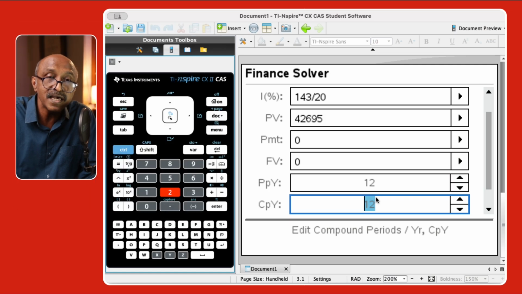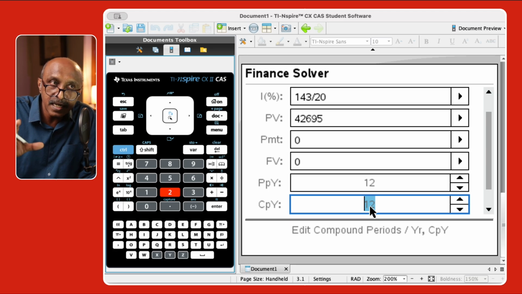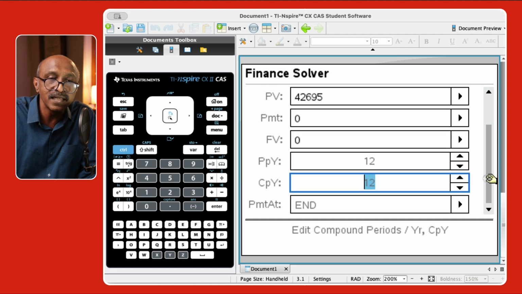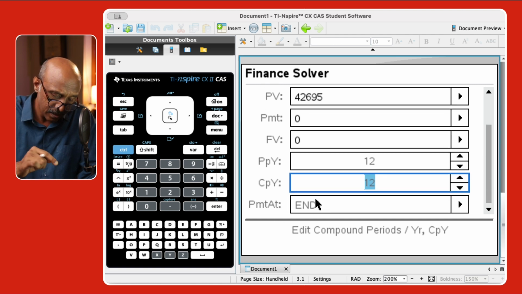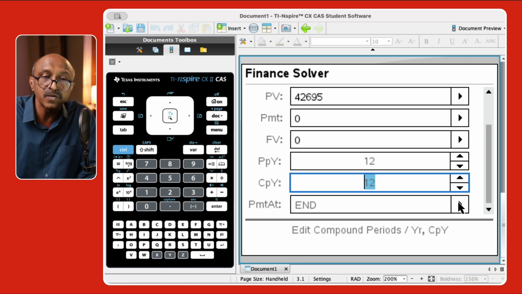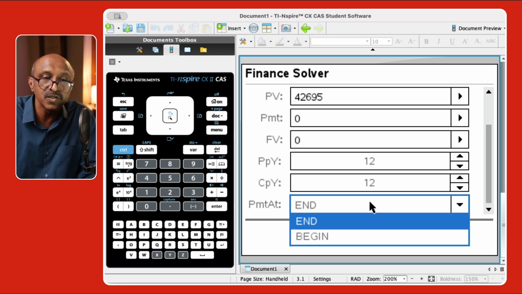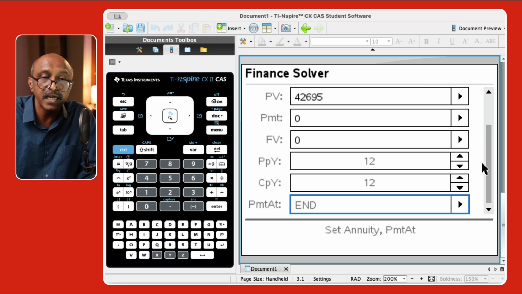That means the payments are being made every month, 12 months of a year, and so are the compounding periods, every month. I hope that is clear. I'll make it much clearer in another video. But every month you make a payment, then the interest is computed from the remaining amount, and therefore CPY and PPY must be equal. And then the last one is payment at the end of each month. If it was happening at the start of every month, then obviously you have to change that to the beginning of every month. So you leave it at the end of every month.